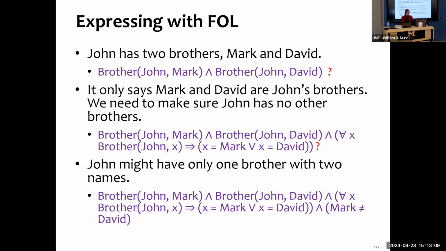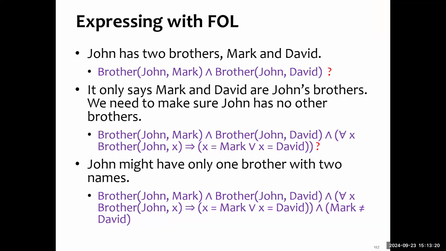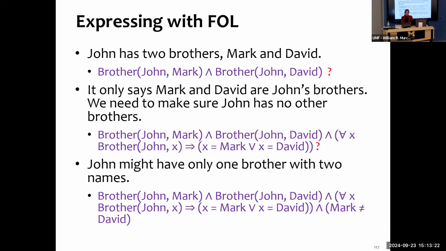What are the names of the brothers that could be based on this example? Mark or David. So our variable is x, and x is going to take either the value David or Mark, which is different from David. It cannot be David and David. So this is an example of how to write that.